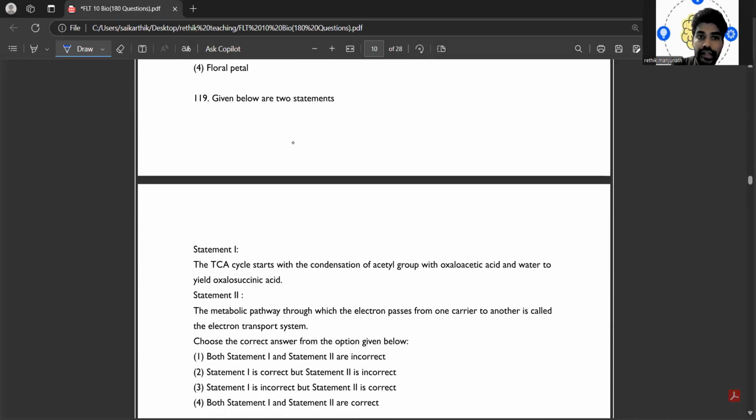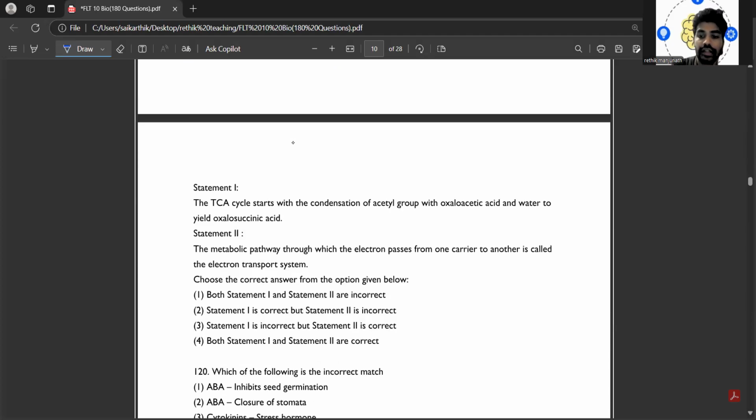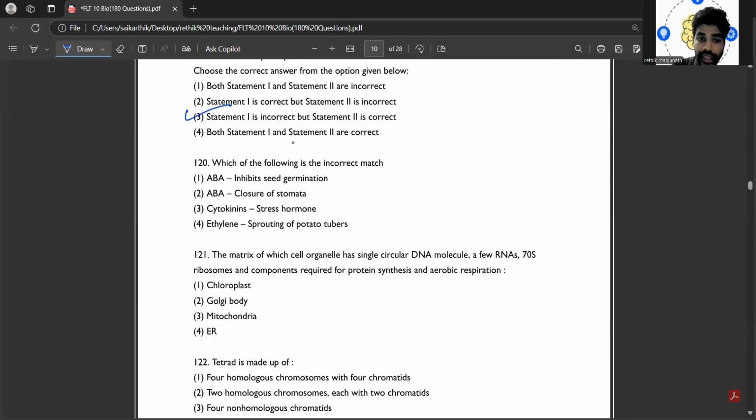So 119, given below are two statements. Statement one says that the TCA cycle starts with the condensation of the acetyl group with oxaloacetic acid and water to yield oxalosuccinic acid, which is wrong, rather to yield citric acid, whereas statement 2 is correct. So the third option, that is, statement 1 is incorrect, whereas statement 2 is correct.